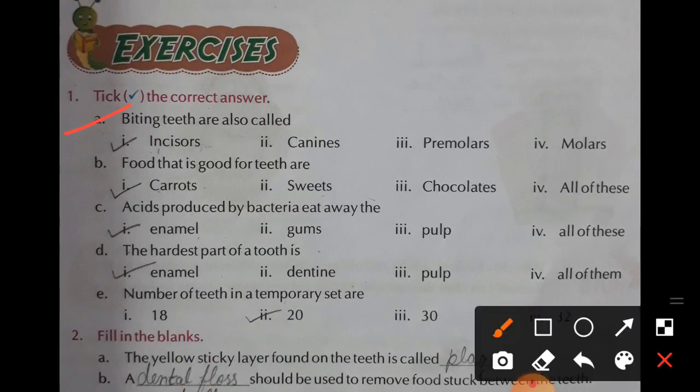A. Biting teeth are also called incisors. B. Food that is good for teeth are carrots. C. Acids produced by bacteria eat away the enamel. D. The hardest part of a tooth is enamel. E. Number of teeth in a temporary set are 20.